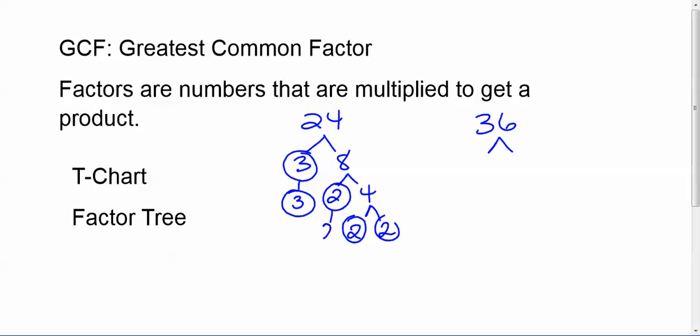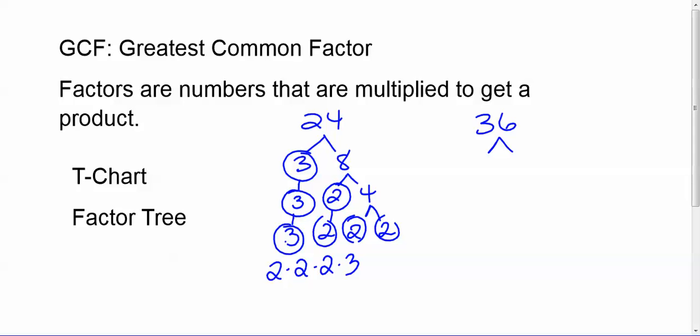And when you're done, you're going to have a list of all prime numbers at the bottom. So the prime factorization of this is 2 times 2 times 2 times 3. And if you multiply all those numbers, you should get 24.